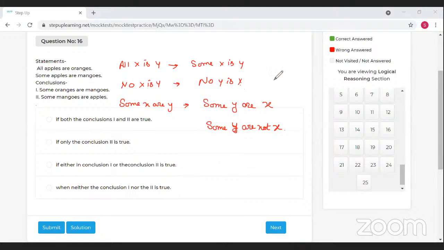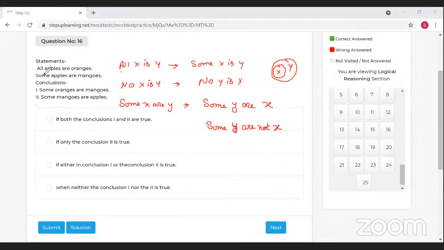Okay, so all X is Y. Now, can I say all Y are X? Yes, no? No. But can I say some Y are X, which are getting overlapped on this? Some Y are X? Yes.